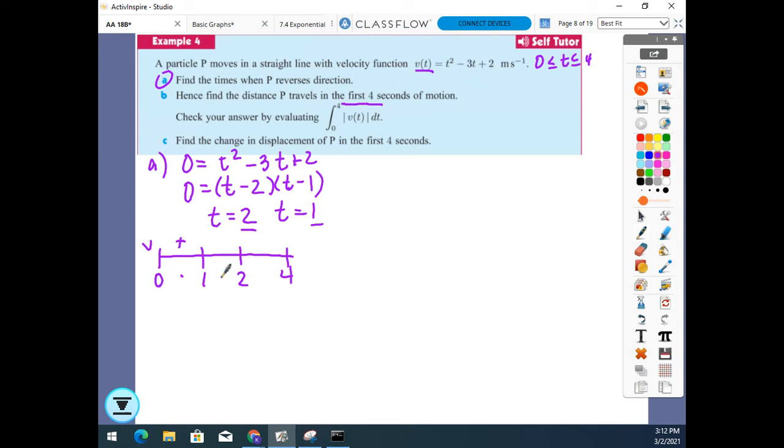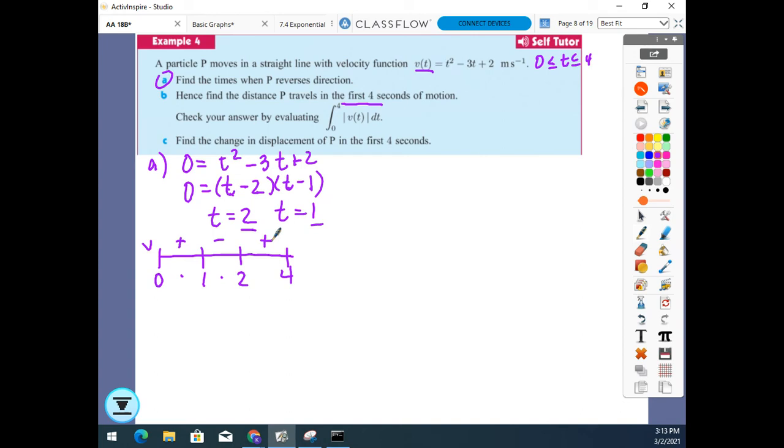Then if I look in between 1 and 2, so then that'd be 1 1/2. 1 1/2 minus 2 is negative. 1 1/2 minus 1 is positive. A negative times a positive, this velocity will be negative. And if I plug in 3, that's a positive times a positive, it's positive.